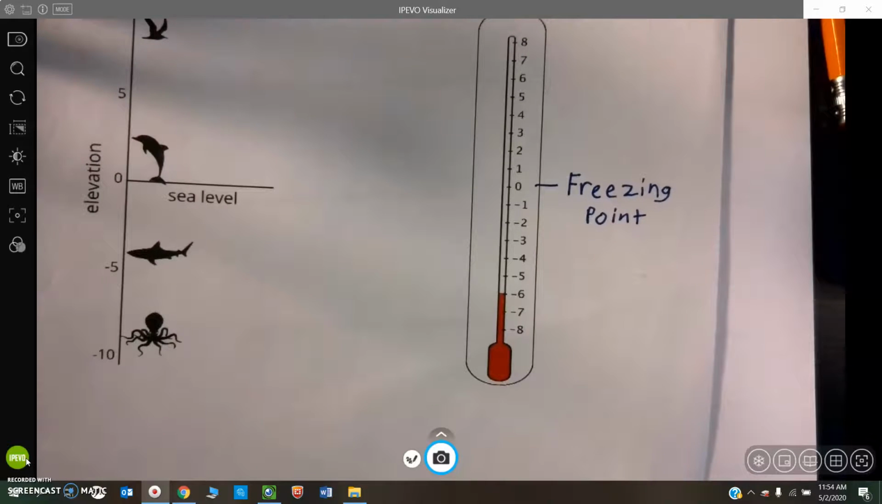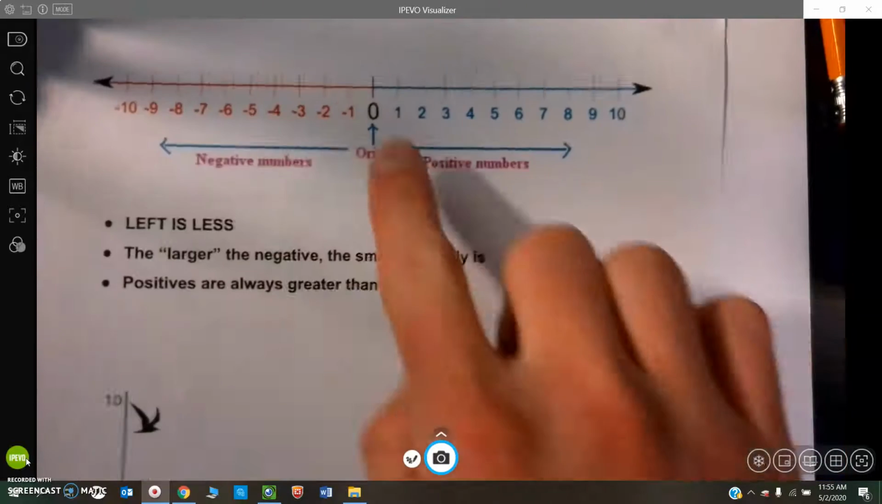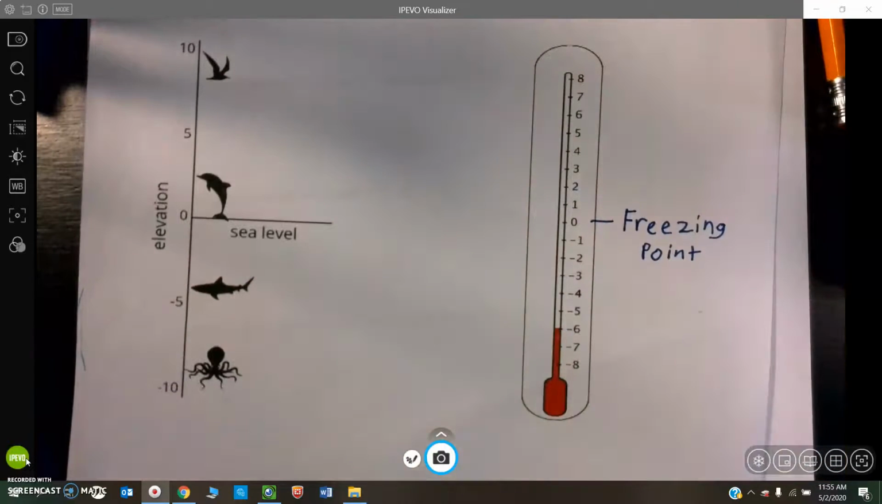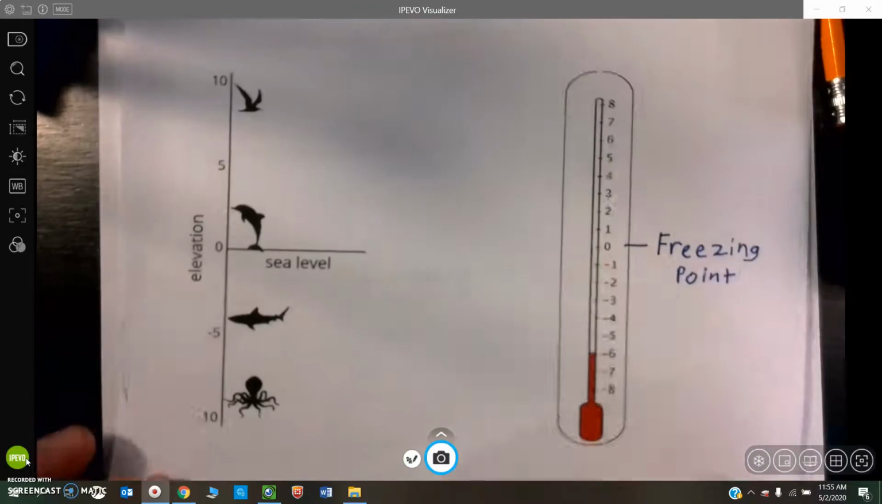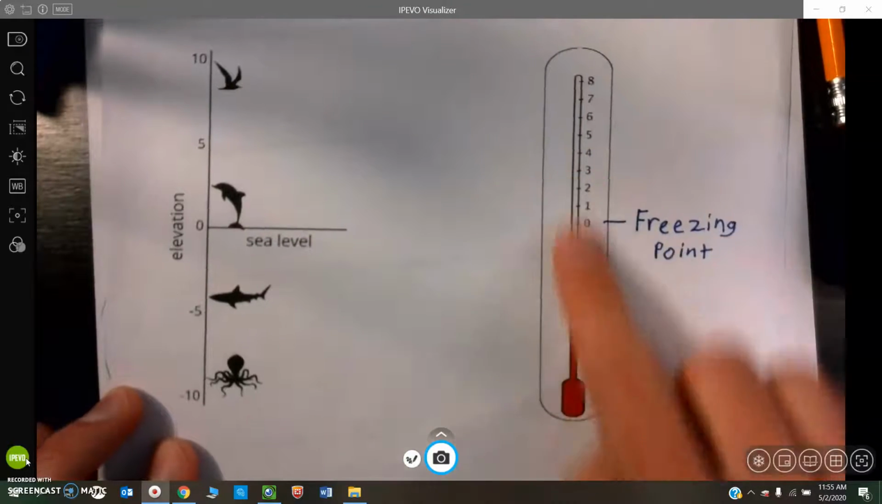In Fahrenheit, 32 degrees is the freezing point, which, for the context when we're talking about negative numbers, doesn't really help us so much. So we'll be talking about degrees Celsius. And so once again, this is just another number line, right? So here's our normal one going left to right. This one goes up and down, just like elevation does. So just like how we normally say left is less, down is less here, okay?